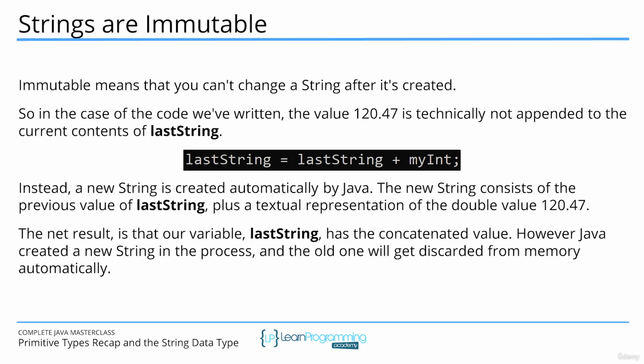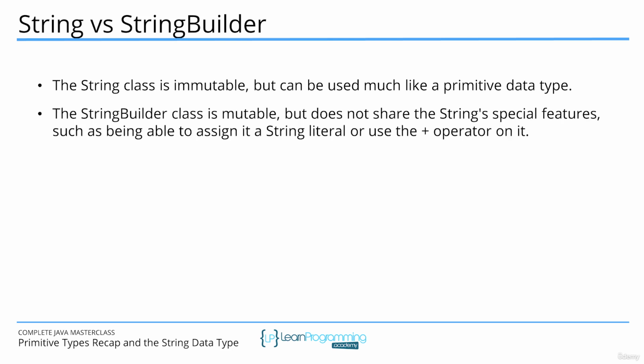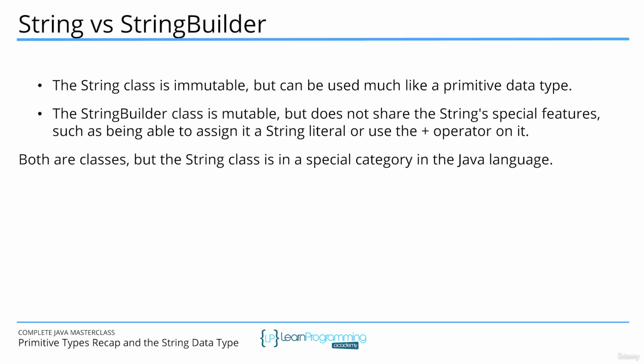Java provides another class that is more efficient if you are doing a lot of appending of multiple strings or values. The String class is immutable, but can be used much like a primitive data type. The StringBuilder class is mutable, but does not share the String's special features, such as being able to assign it a string literal or use the plus operator on it. Both are classes, but the String class is in a special category in the Java language.